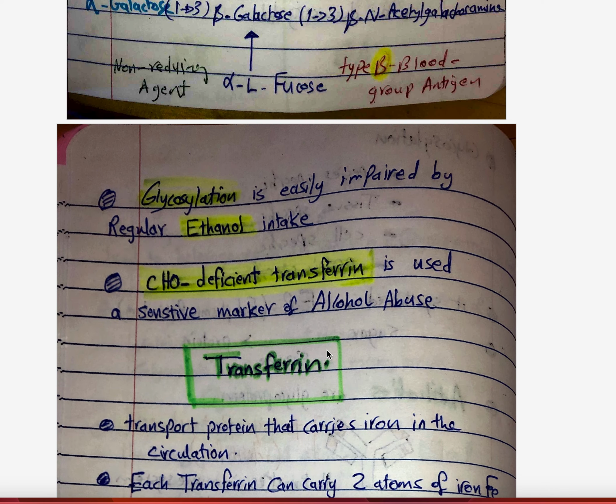Glycosylation is easily impaired by regular ethanol intake. If patients take too much alcohol, the glycosylation will be impaired. Carbohydrate deficient transferrin is used as a sensitive marker for alcohol abuse. Another thing showing that a patient is abusing alcohol is a test called CDT, which means carbohydrate deficient transferrin.